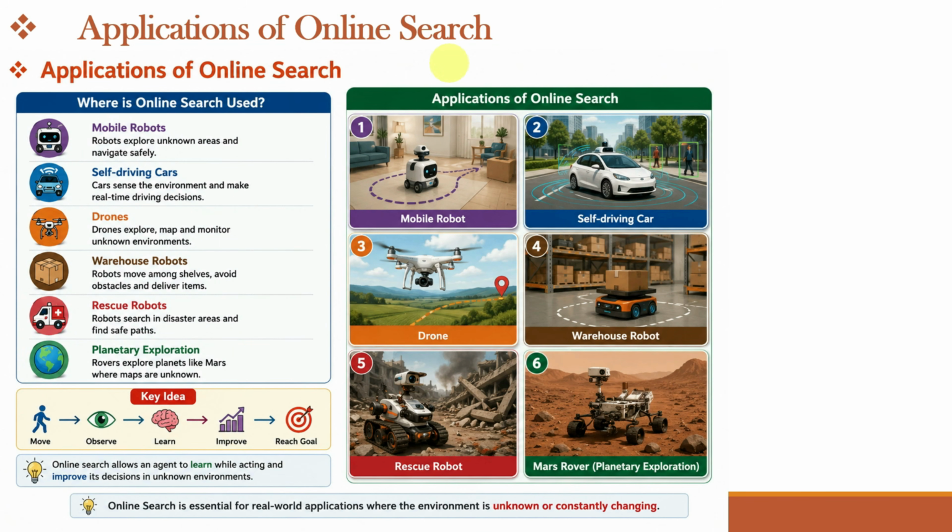Okay, so we end this chapter by looking at some real life applications. Mobile robots explore offices and factories. Self-driving cars continuously observe roads and traffic. Drones explore disaster areas where maps may not exist. Warehouse robots find shelves and deliver products. Rescue robots search damaged buildings after earthquakes. And Mars or Moon rovers explore completely unknown planets. So all these intelligent systems use the same idea, that is move, observe, learn and improve. And this is the basic philosophy of online search.